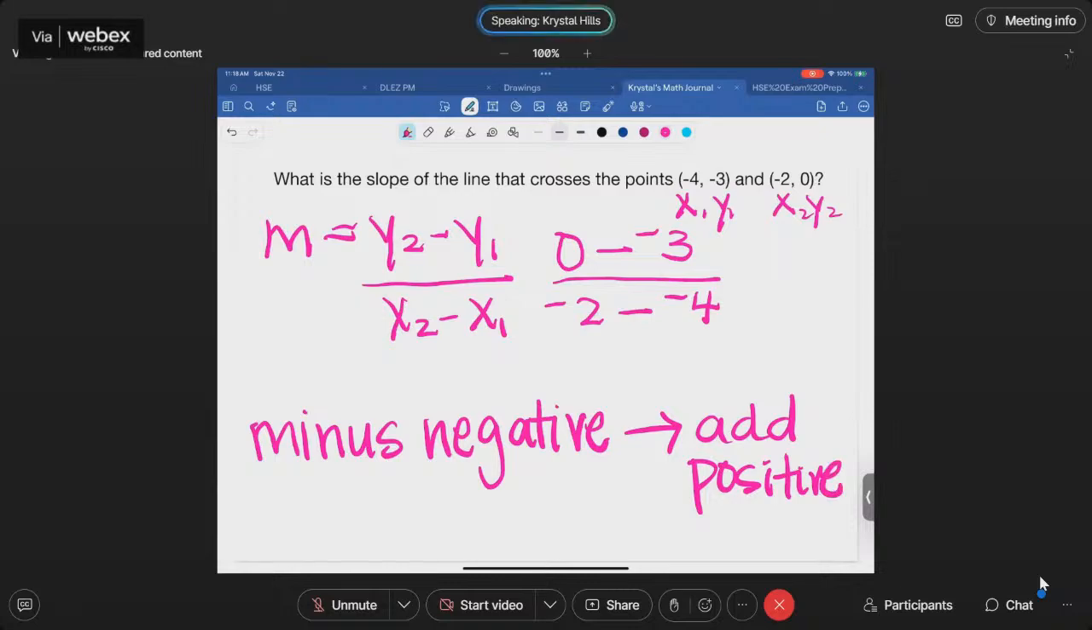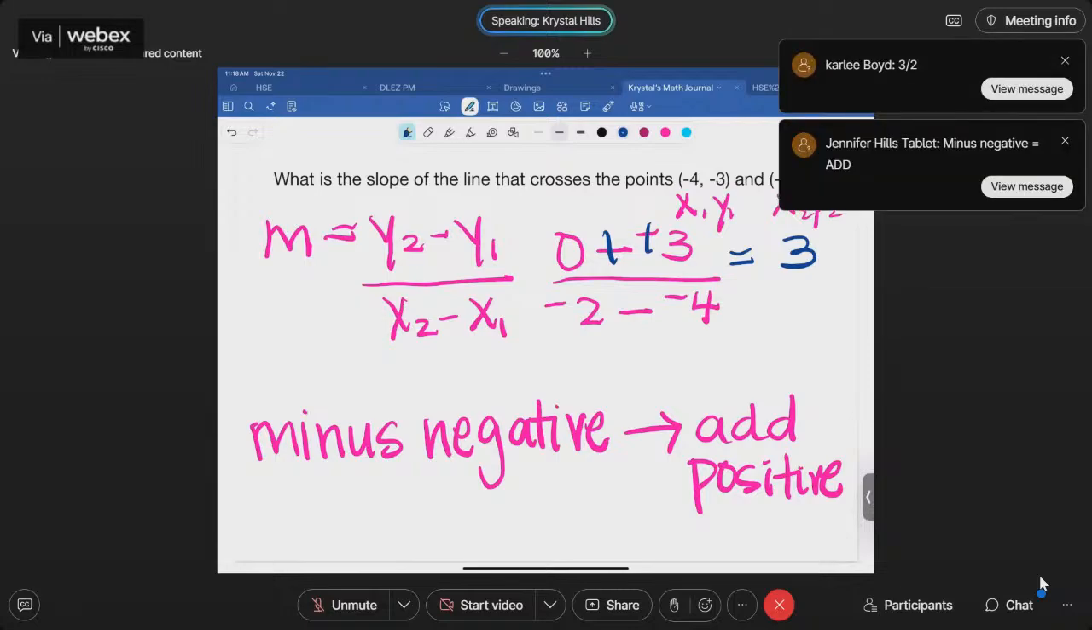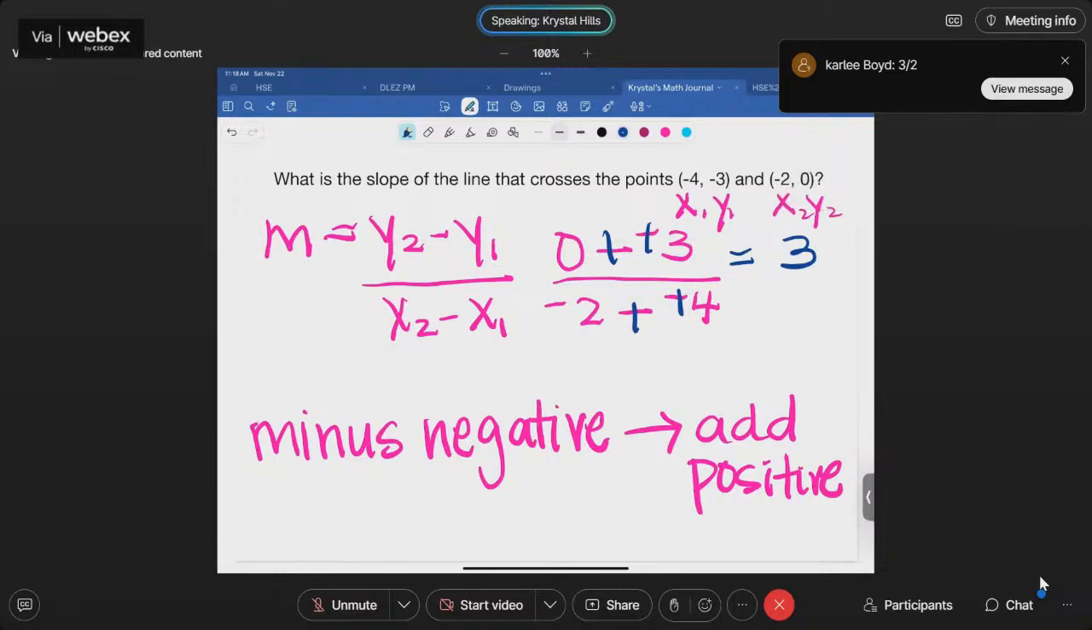So as you can see, you have 0 minus -3. That means add. That becomes 3. You have -2 minus -4. That becomes a positive, and -2 plus 4 equals 2, and my slope is 3/2.